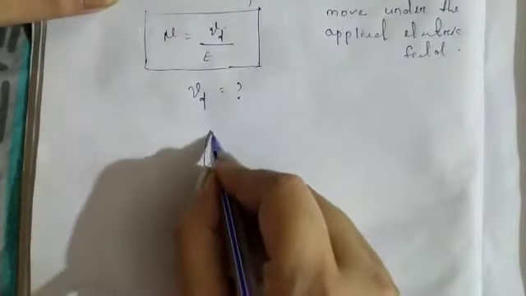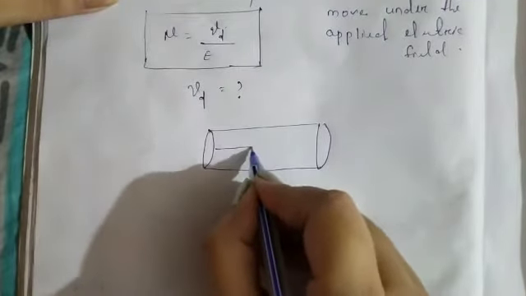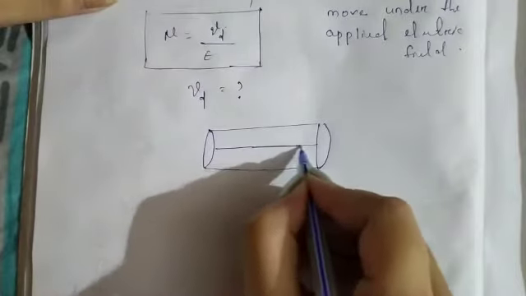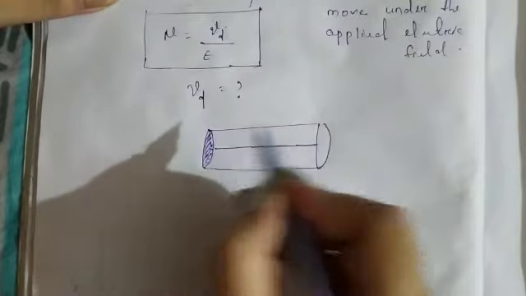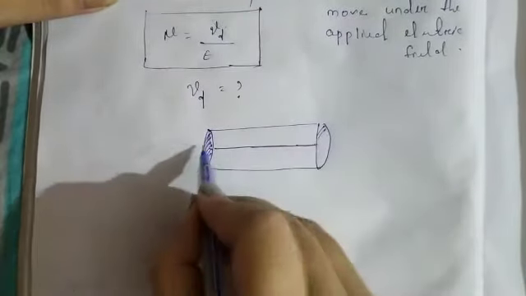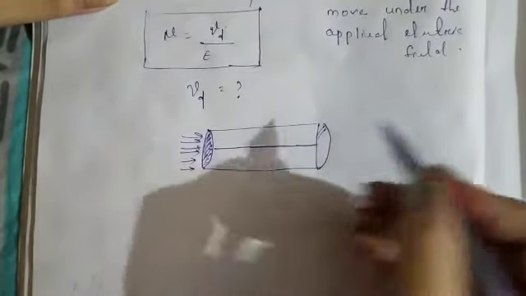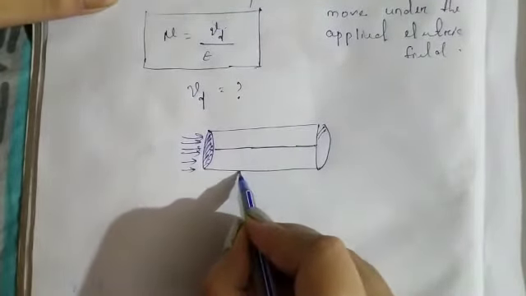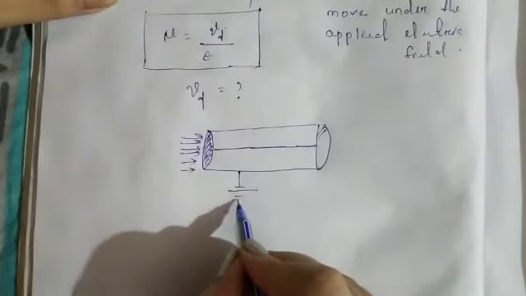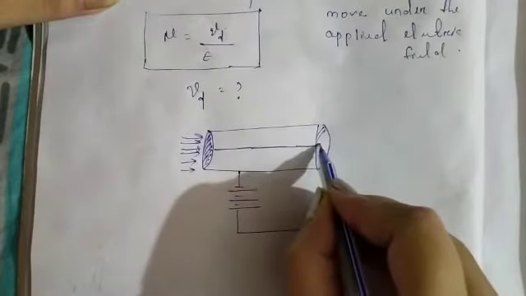So going back to the setup, we have a metallic cylinder, a central rod or wire, and a window through which the radiations enter the chamber. We connect a potential, or connect a battery like this, a higher potential battery you can say.